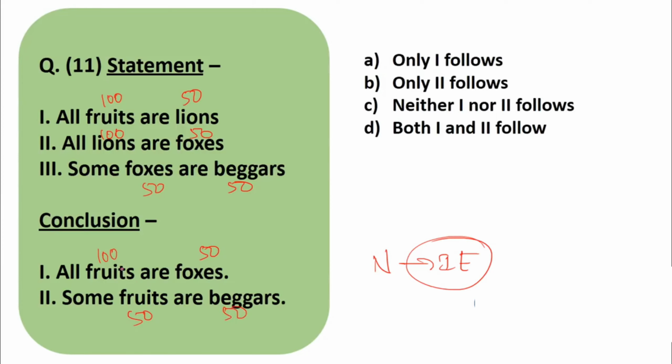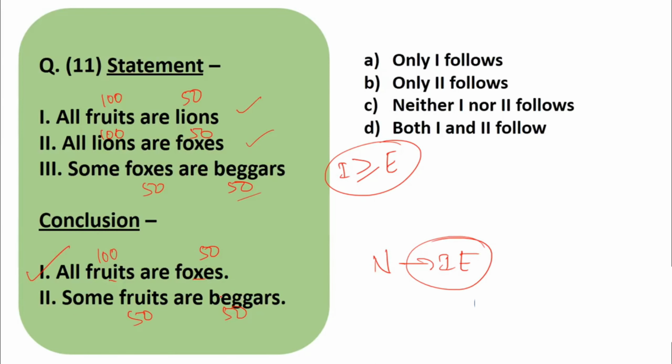First conclusion: all fruits are foxes. Fruits and foxes. In the sentences, this is for fruits, this is for foxes. The common word is lions. Yes, one lion is 100, so we can go ahead. Fruit income is 100, fruit expenditure is 100. Condition satisfied. What is the condition? Income should be greater than or equal to expenditure. Next, foxes income 50, foxes expenditure 50. Condition satisfied. Valid conclusion.